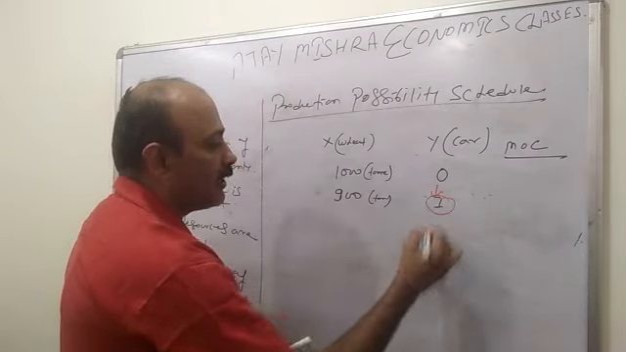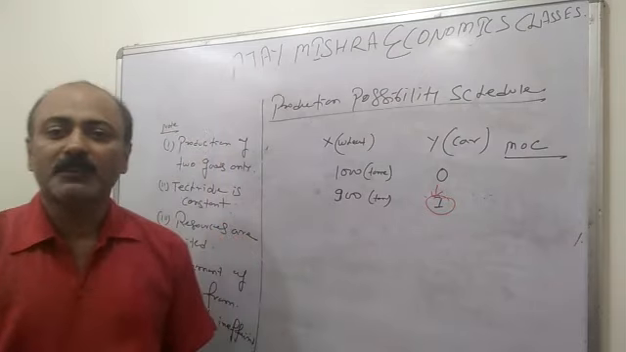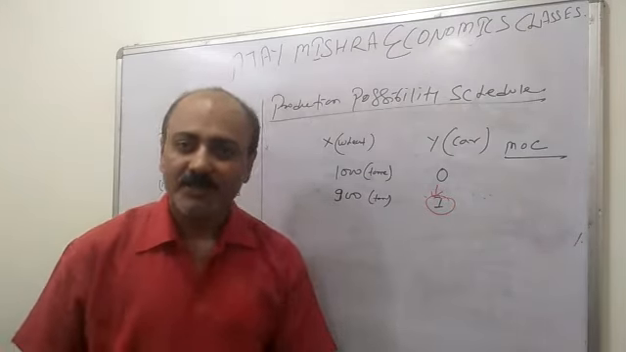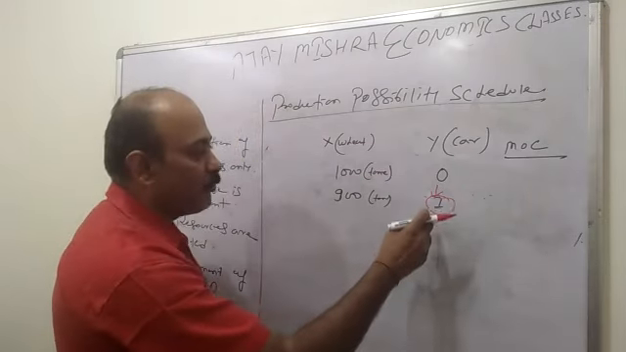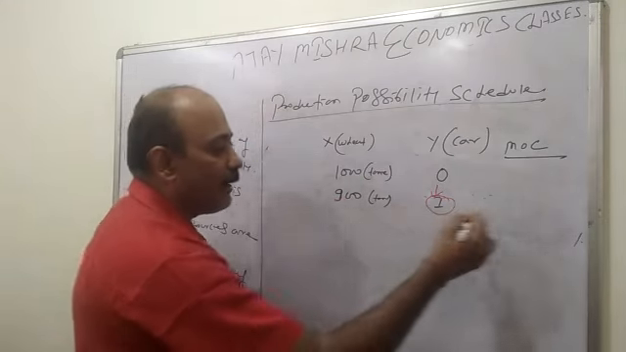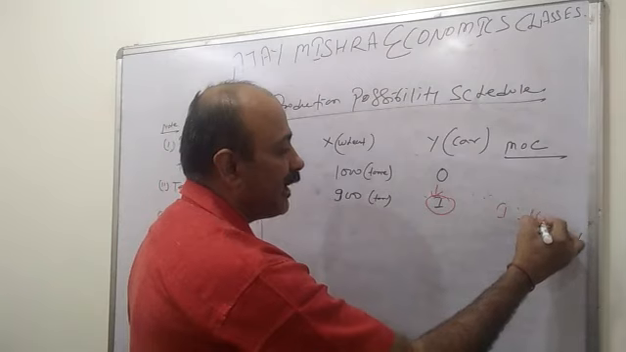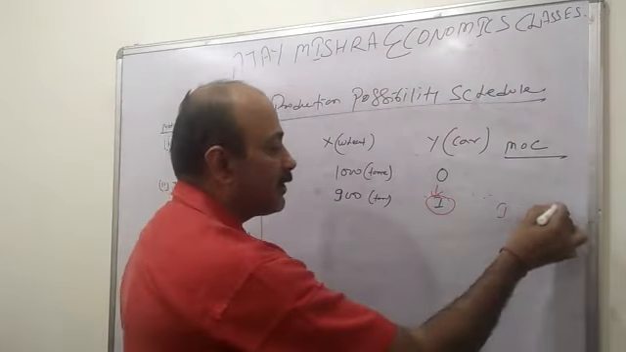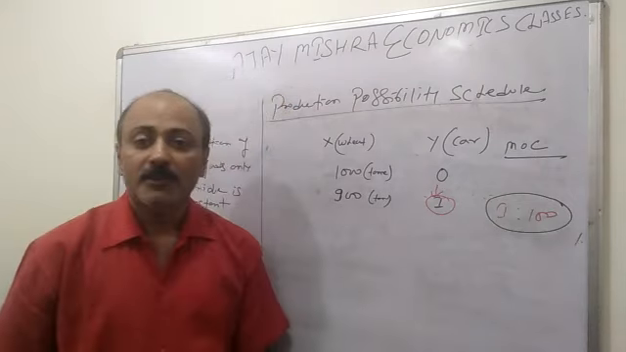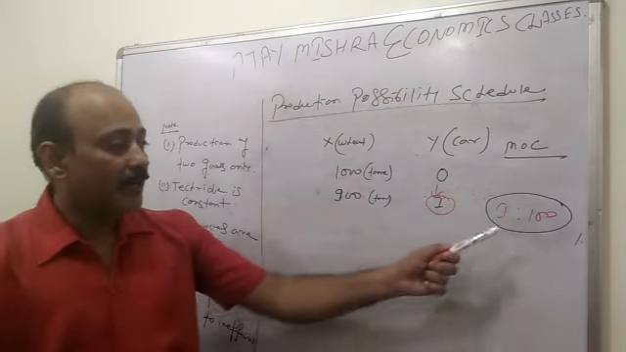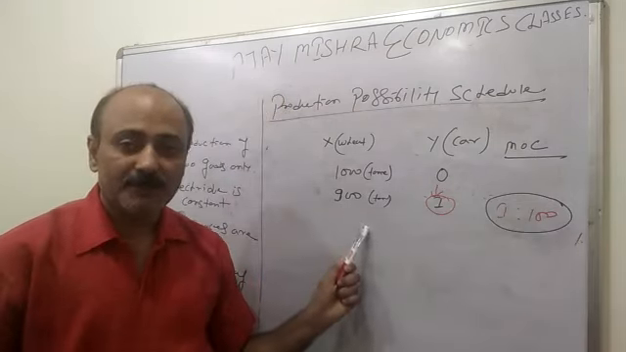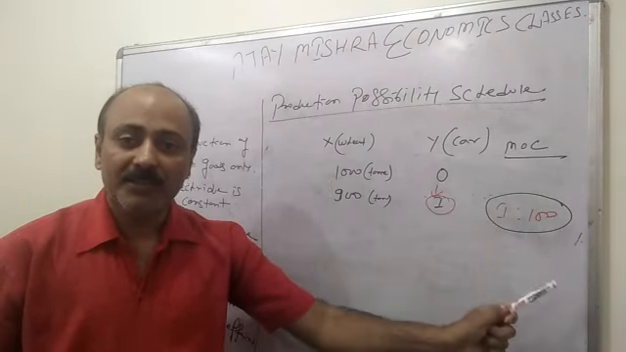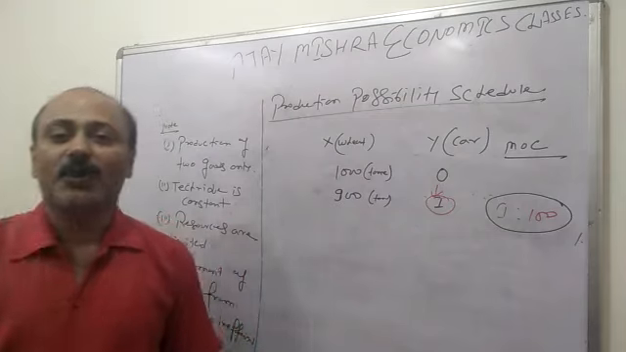So what is the alternative product? One unit of car which you are producing instead of wheat, right? So for production of one unit of car, you have to sacrifice 100 ton of wheat. So for one car, 100 ton of wheat is the opportunity cost.